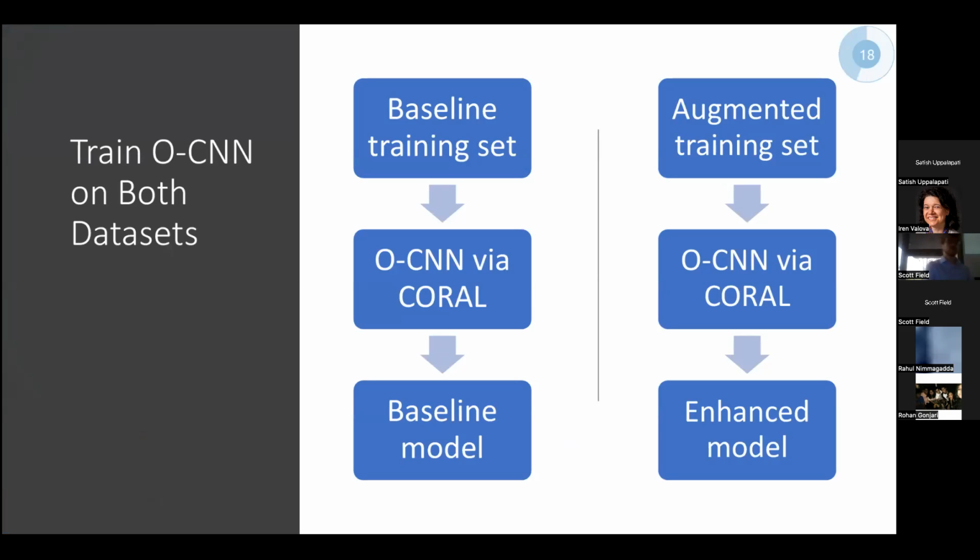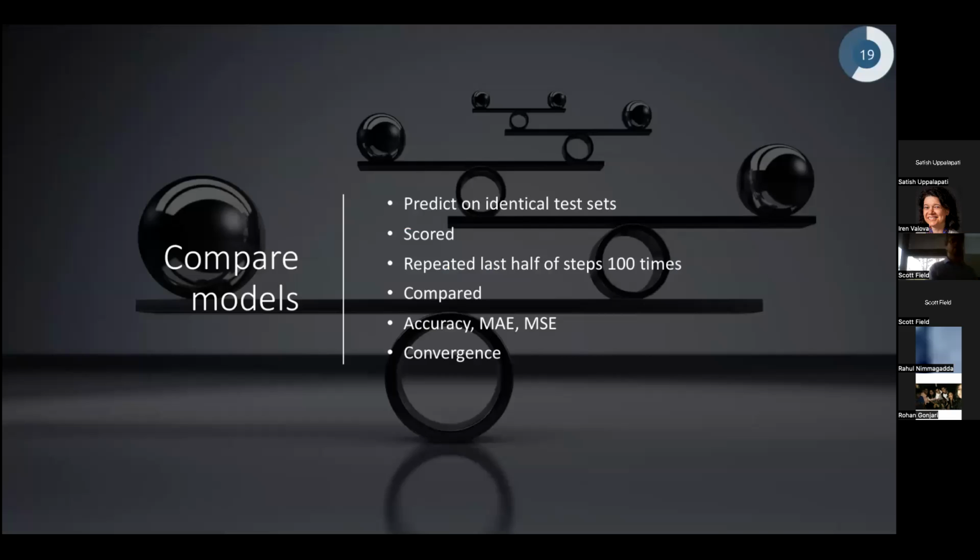So as mentioned before, we're using ordinal convolutional neural networks. So for one of the models, we send in the baseline training set for it to train on, resulting in what we call the baseline model. And for the other one, we send in the augmented training set into the ordinal convolutional neural network to train on, resulting in what we call the enhanced model. And then we had two models. And now we could compare the results.